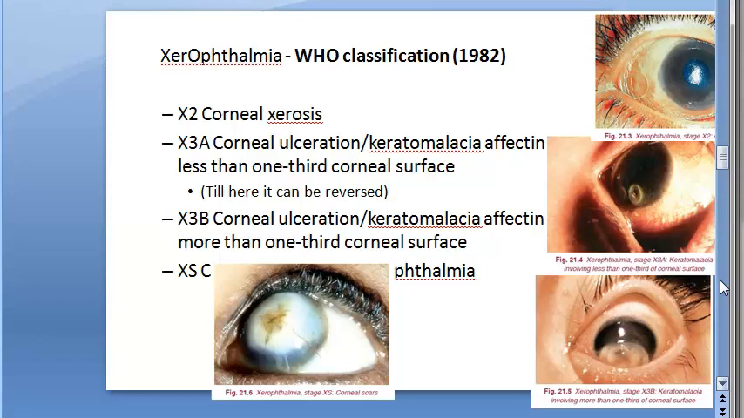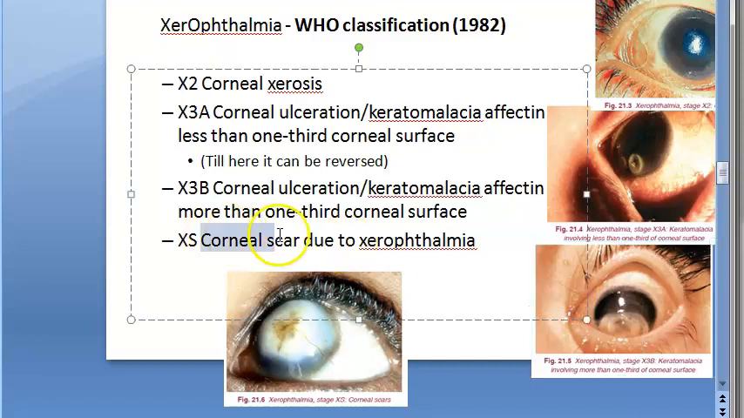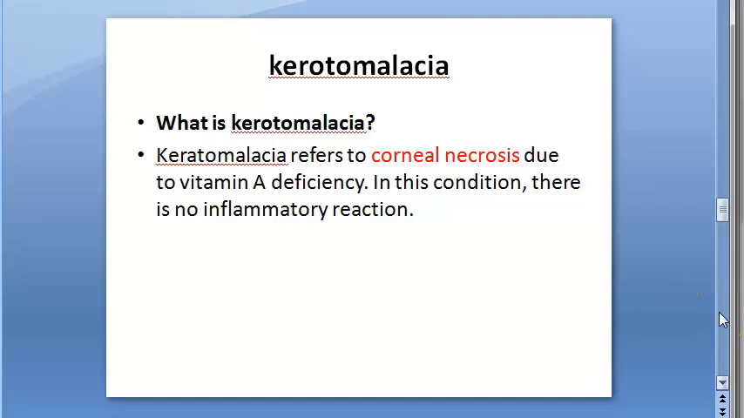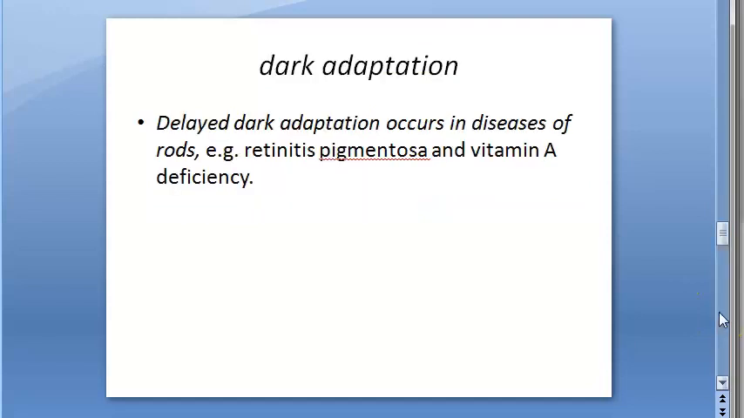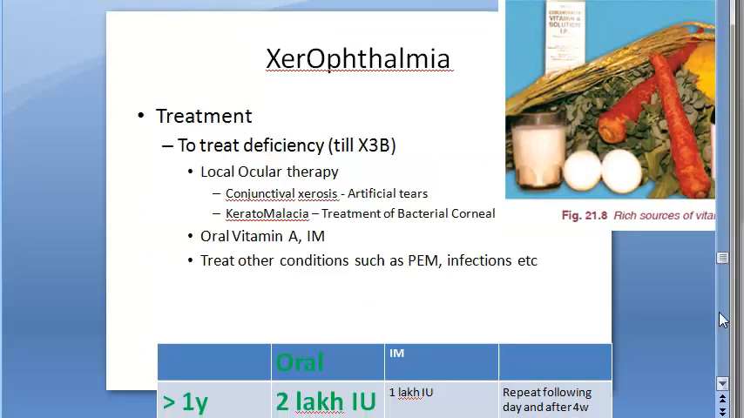You have corneal ulceration, keratomalacia affecting less than 1/3 of the corneal surface. Then corneal ulceration, keratomalacia, that is X3B, affecting greater than 1/3 of the corneal surface. Then corneal scar, XS, and after that the xerophthalmic fundus, XF. Then, what is keratomalacia? Corneal necrosis. Dark adaptation can be delayed because of vitamin A deficiency or retinitis pigmentosa. Nyctalopia or night blindness can be caused by many reasons other than vitamin A deficiency.